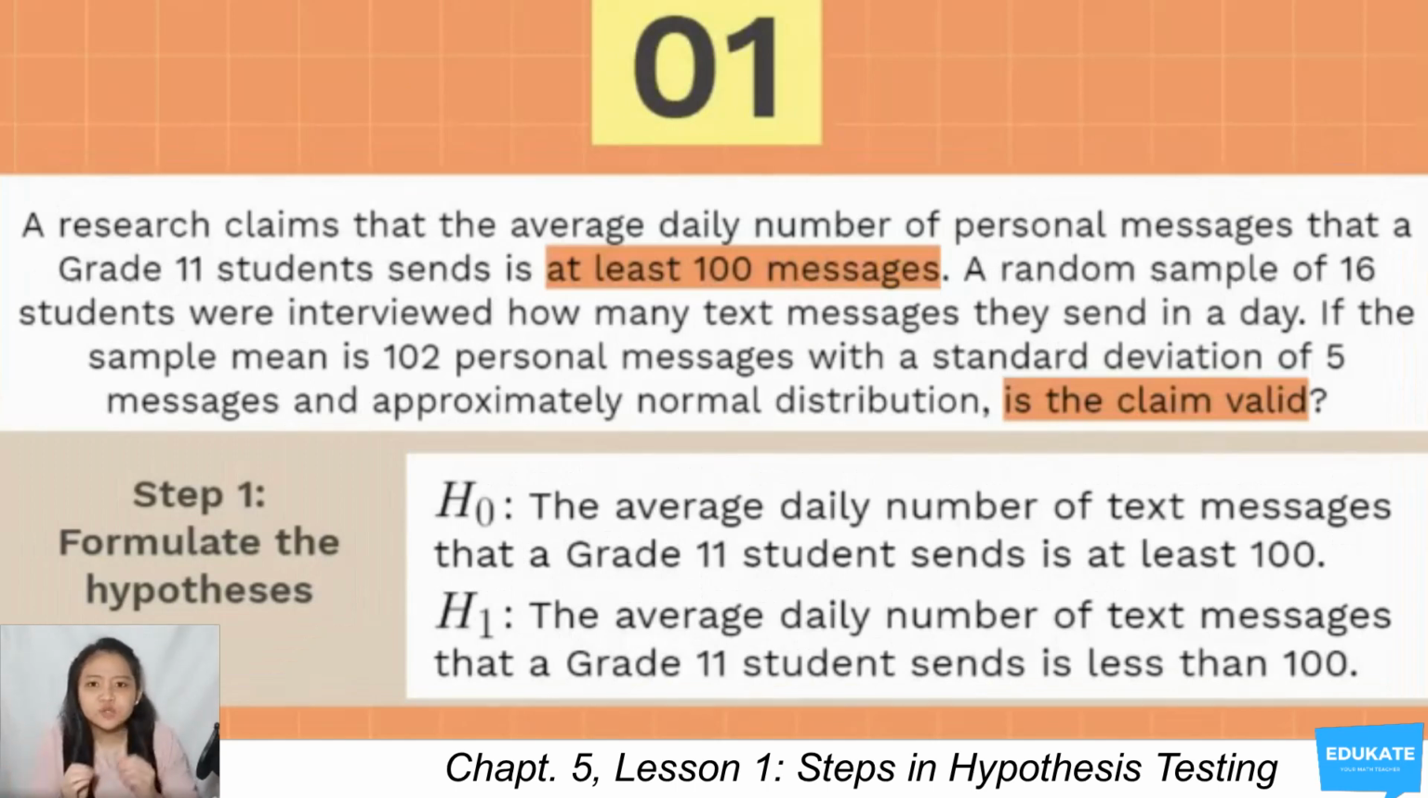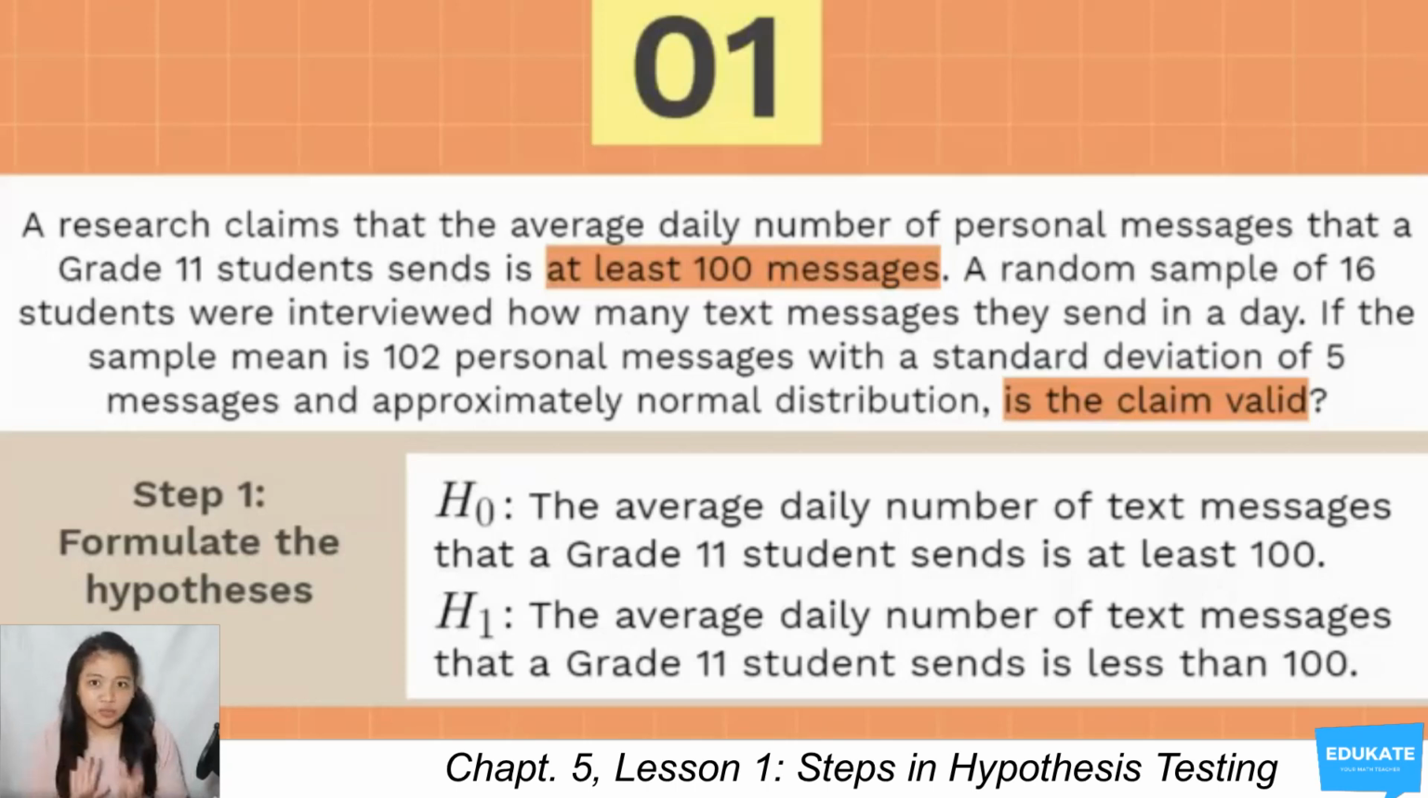Going on to our first step, which is to state your hypothesis. Let's first look at what is the claim or conjecture or statement that is to be tested. So we have there the claim that the average daily number of text messages that a grade 11 student sends is at least 100 messages. Remember that your null hypothesis is the claim or conjecture to be tested. Put that claim in your null hypothesis. Then your null hypothesis will become the average daily number of text messages that a grade 11 student sends is at least 100. If we have the word at least, ibig sabihin, pinakamababa na ang 100.